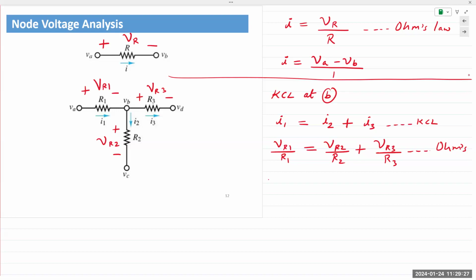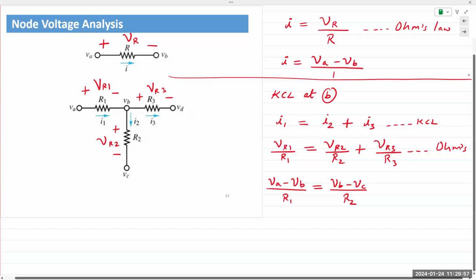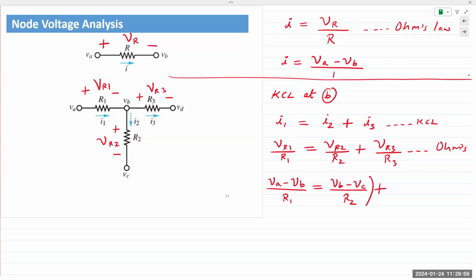And so I would have VA minus VB divided by R1. VR2 is the difference between VB and VC, and so I would write VB minus VC over R2. And VR3 is between B and D, so I can write VR3 is VB minus VD over R3.